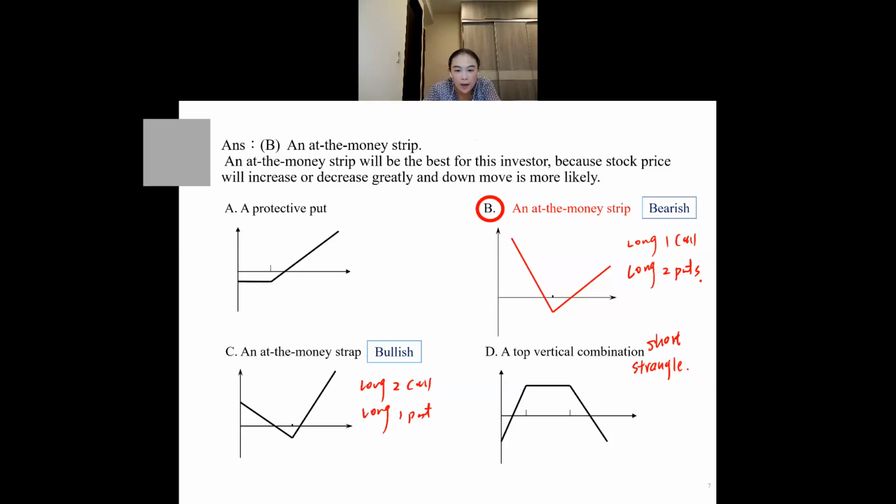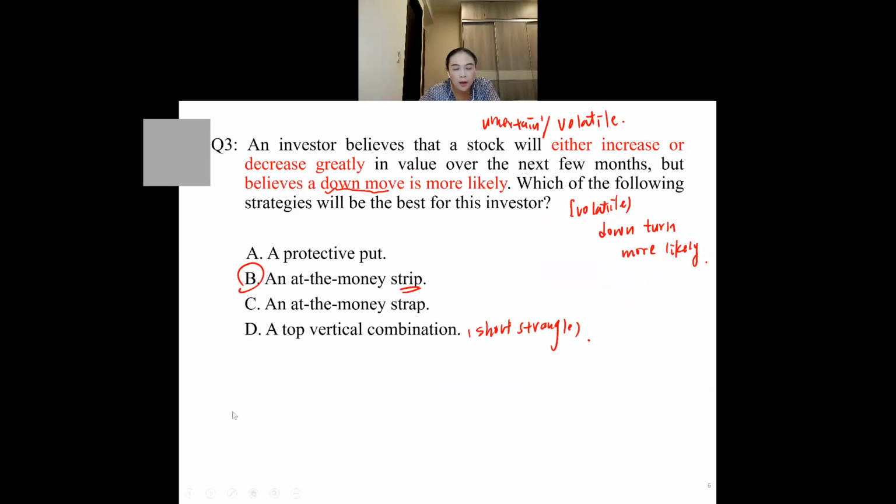And finally, top vertical combination. This is another term for the short strangle. So bear this in mind. Combination means that we have one call and one put option, and vertical means spread. Top vertical, top is the cap. So a top vertical combination is a short strangle. If it's okay, you can make a note here: the top vertical combination is referred to as a short strangle strategy. In this question 3, the answer would be B.